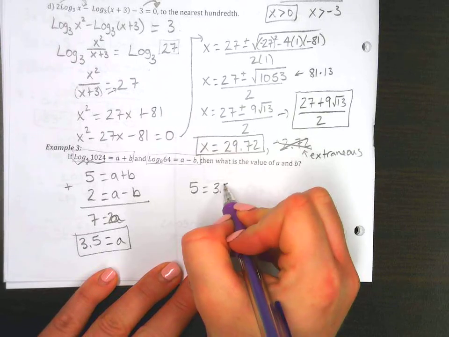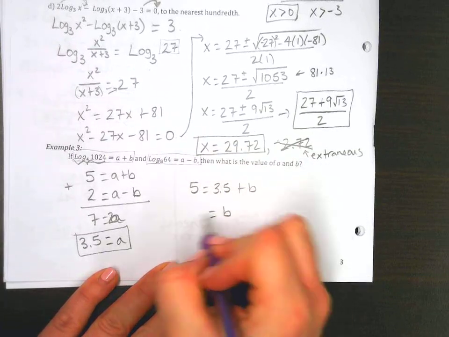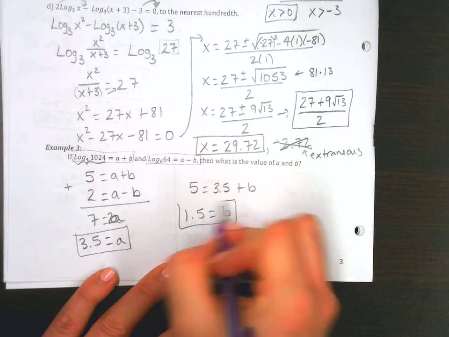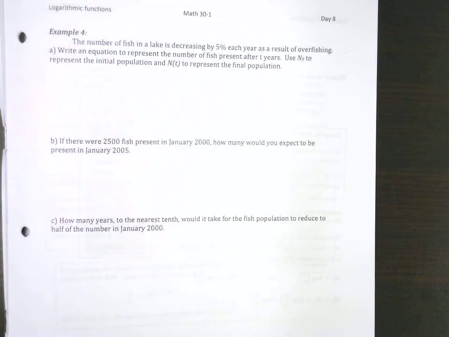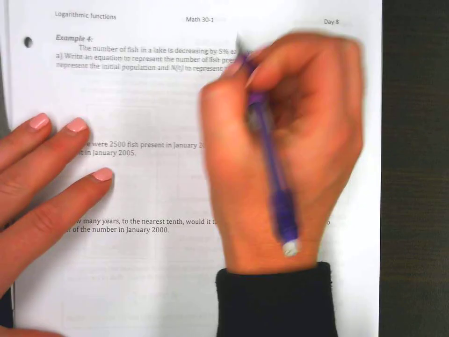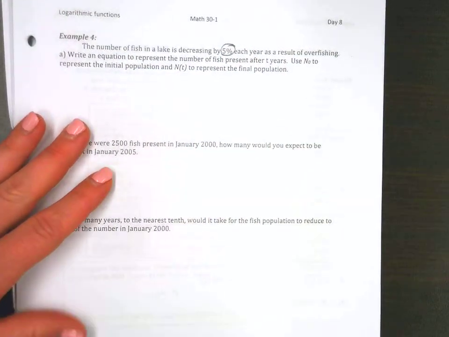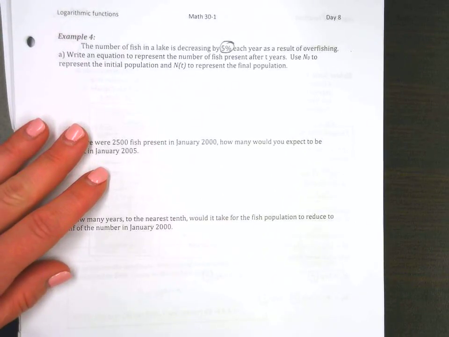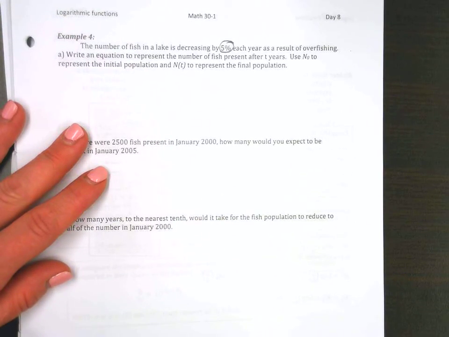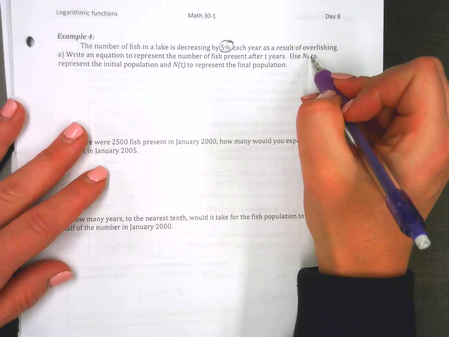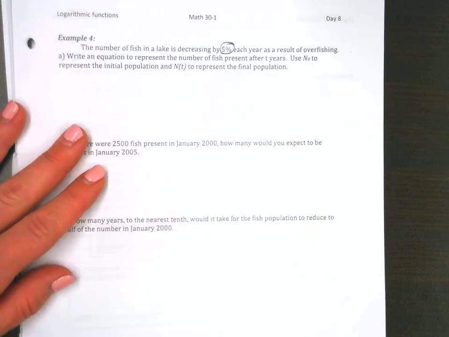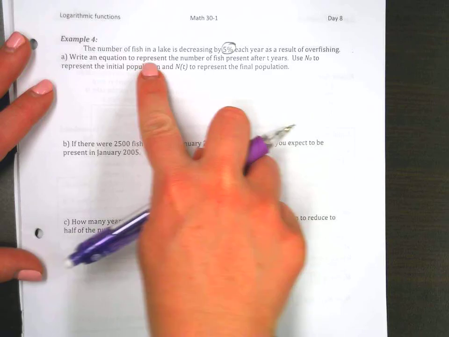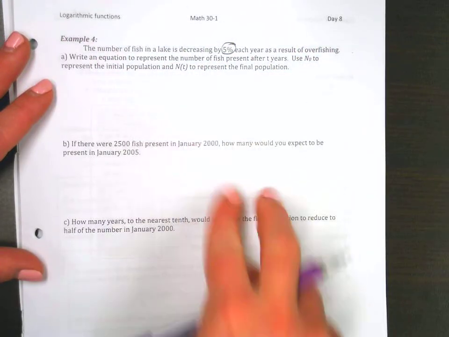All right, and then lastly, example number 4. The number of fish in a lake is decreasing by 5% each year as a result of overfishing. Write an equation to represent the number of fish present after t years. Use n subscript 0 to represent the initial population and n of t to represent the final population. So when we think of a word problem talking about increasing and decreasing, we want to think of this formula, a times b to the t over p, our exponential growth and decay expression.